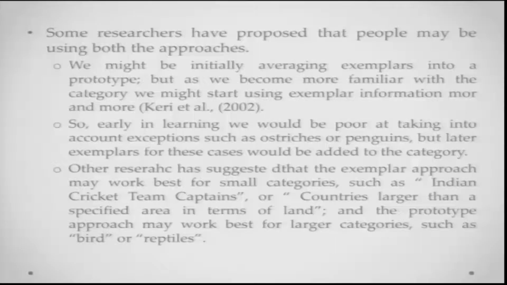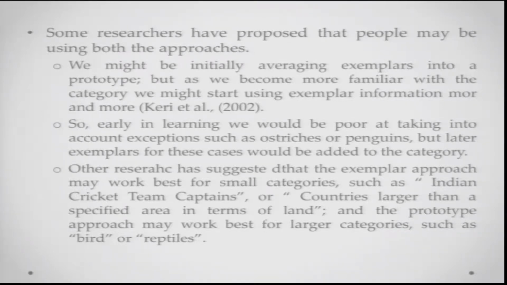Some researchers have proposed that people may be using both approaches, the prototype and the exemplar approaches. So, they are saying that initially we might be averaging exemplars into a prototype, but as we become more and more familiar with the category, as in when we come across more and more examples of the category, then we start using the exemplar information.